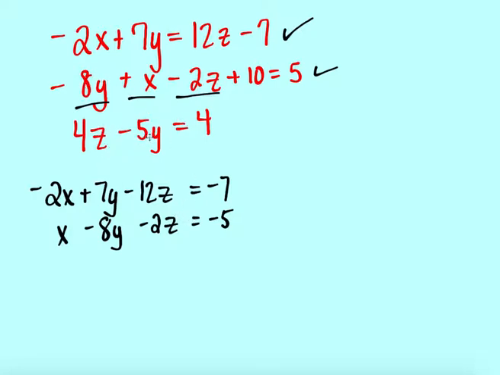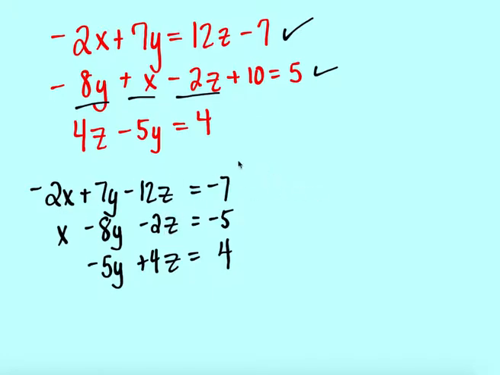And the last one, you notice there's not an X term, so instead we're just going to leave that blank right there. Then your negative 5y would go next, and plus 4z equals, and then the 4. So we have them lined up. Now we're going to go ahead and make the matrix.